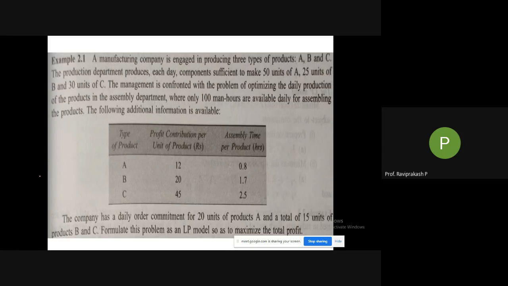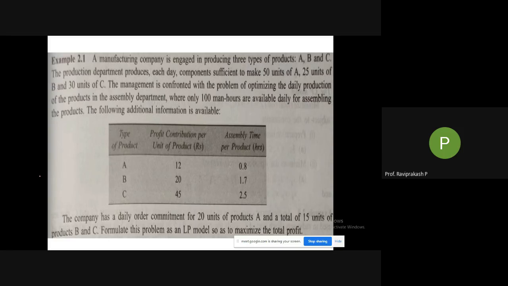Okay, next line you can write: the company has a daily order commitment of 20 units of product A and a total of 15 units of products B and C. Full stop.